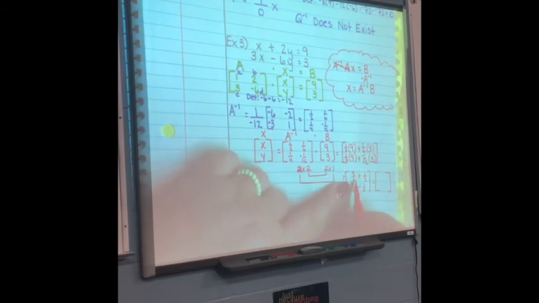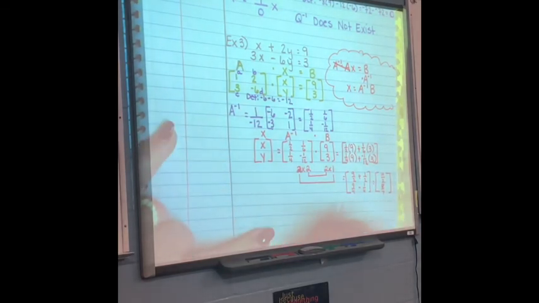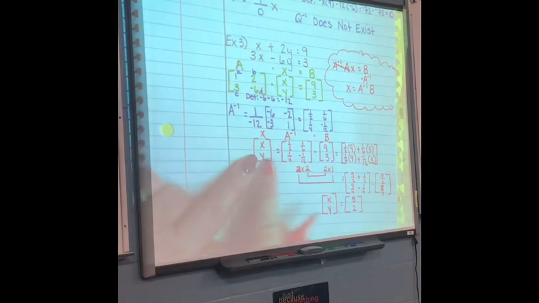Now add them. 9/2 and 1/2 make 10/2, which is 5. And 9/4 minus 1/4 gives me 8/4, which I can simplify to 2. So 5 and 2. Guess what that equals? X and Y. We started out with X and Y, we ended up with 5 and 2. So what is my point of intersection? 5 and 2.